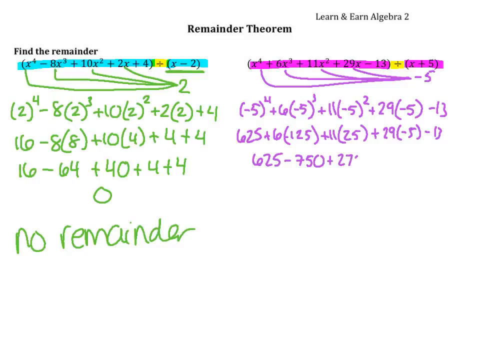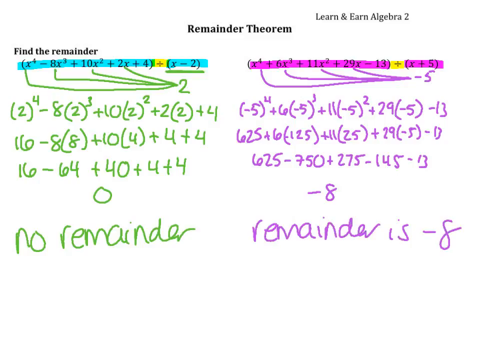plus 275 minus 145 minus 13. Now when I type this all into the calculator, I get negative 8. That means my remainder is negative 8, and x plus 5 does not go into that first polynomial evenly.